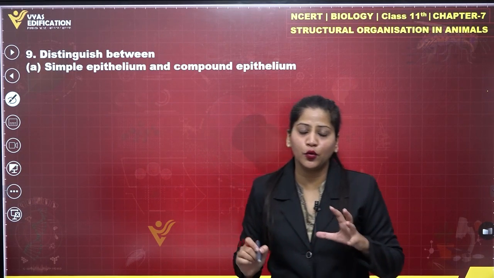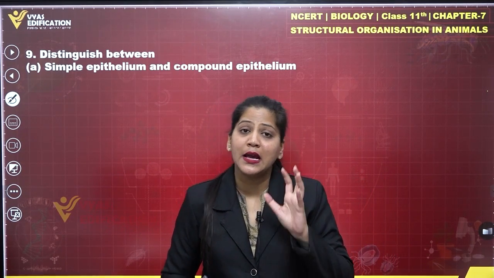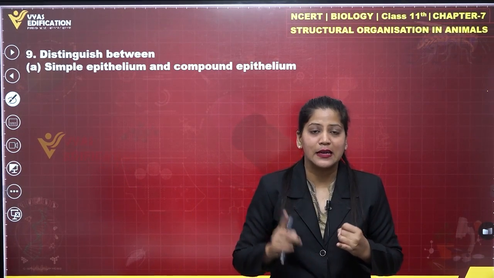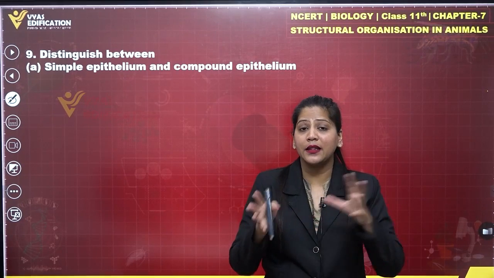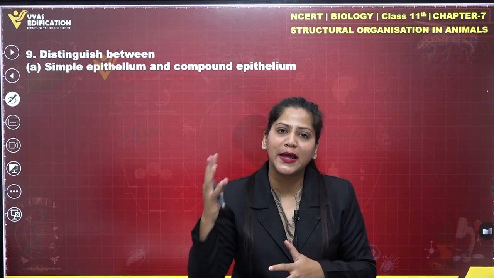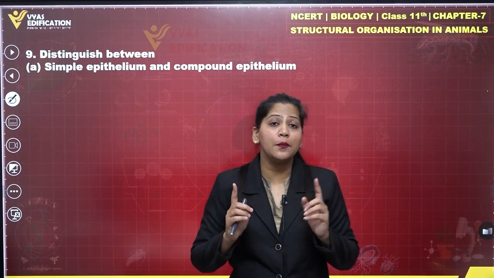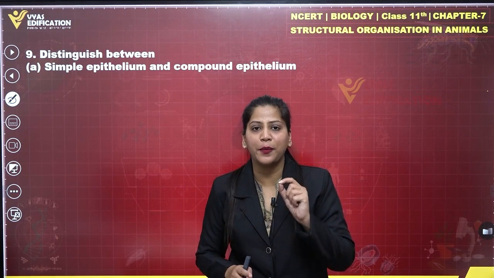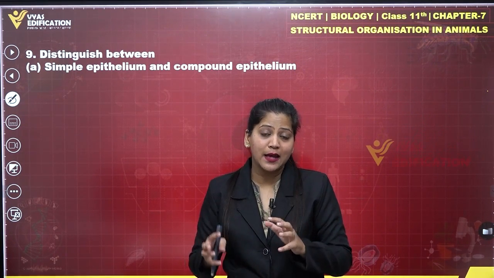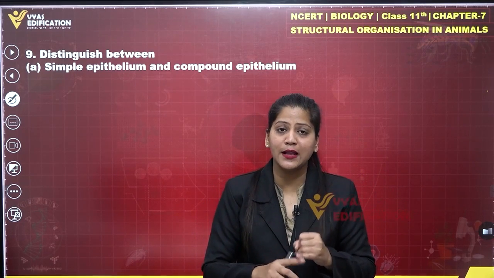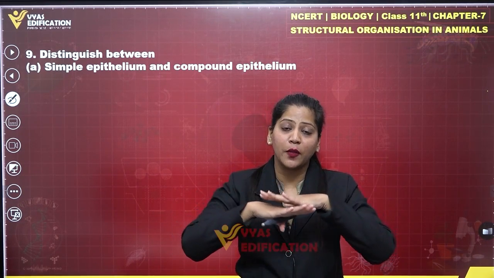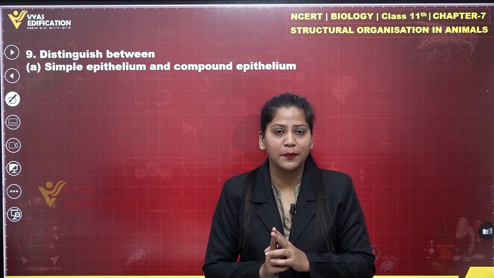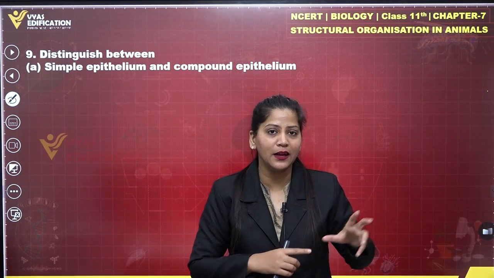First of all, I hope you know what is simple epithelium and compound epithelium. Simple epithelium is the epithelium which is consisting of a single layer of cells, right? And in the compound epithelium, it is consisting of many layers of cells. Also, a very important feature of simple epithelium is the presence of basement membrane in them. As they are consisting of only a single layer of cells, all these cells are attached on the basement membrane, which is acellular. And this basement membrane you will not find in the compound epithelial tissue.